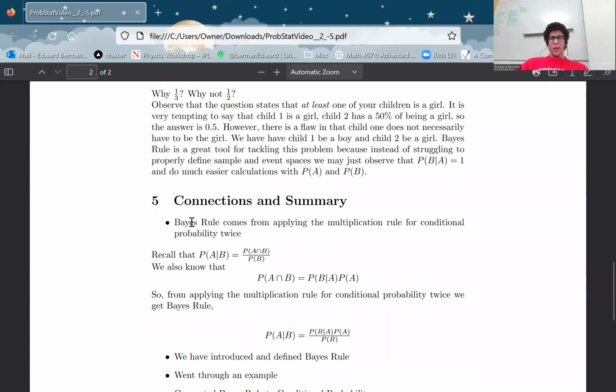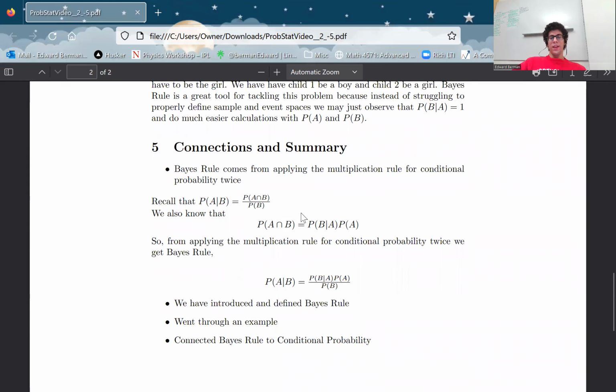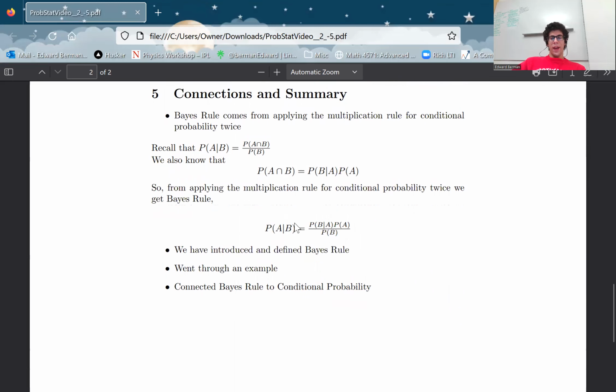So as I said, we're going to talk about the multiplication rule for conditional probability. We know that P of A given B is equal to P of A and B divided by P of B. So if we apply the multiplication rule for conditional probability again, we can take P of A and B, turn it into P of B given A times P of A. And from there we get P of A given B is equal to P of B given A times P of A divided by P of B.